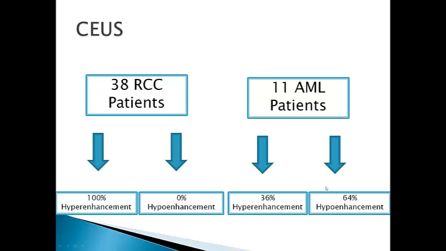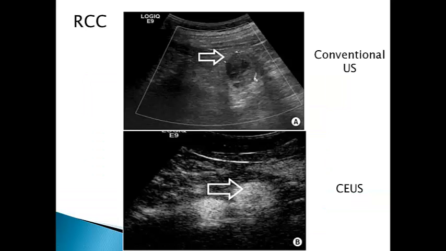AMLs were a little less clear. 64% had hypoenhancement, but 36% still had hyperenhancement. So it's not perfect by any means, but it does provide a little bit more opportunity to do more accurate testing with these patients. So here's a look at the images.